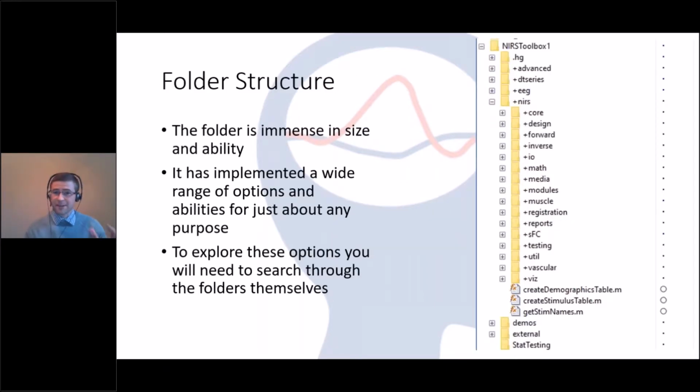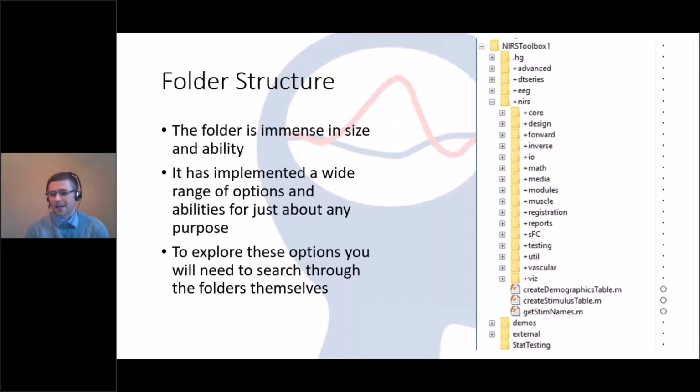That said, it's housed in a certain structure. Here on the right side, you'll see I have NIRS Toolbox 1. I have it designated as NIRS Toolbox 1 because I have an older version that I keep for my own purposes. But you can name this folder whatever you want. Within the folder, you'll have various subfolders, and most of them are preceded by a plus: advanced, DT series, EEG, NIRS, etc. Within each of those, you actually have several subfolders beneath that.